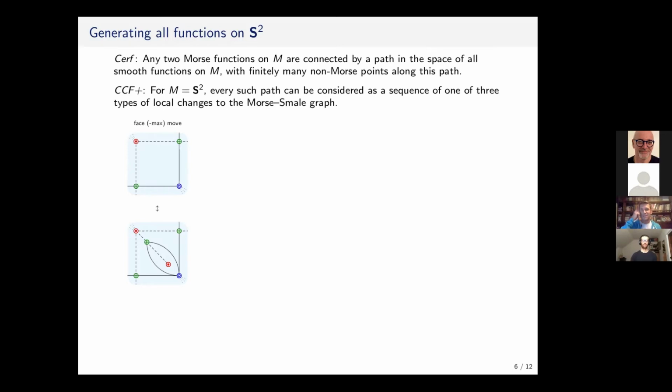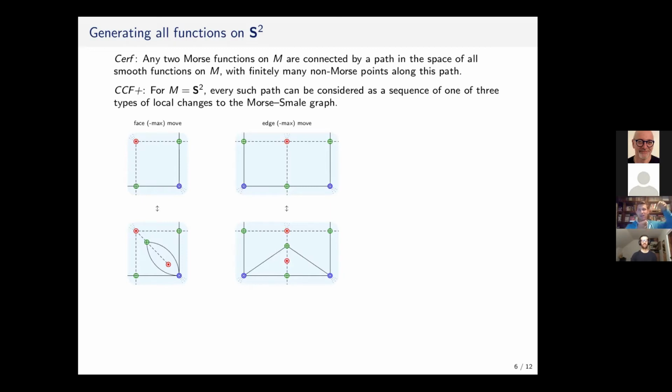And the face min move is the same, except you poke downwards instead of upwards. That's the face move. Another move is an edge move, where instead of adding a pair of critical points on the face of a Morse Smale graph, you add it directly on an edge. In this case, instead of a piece of fabric stretched at 2 points, you stretch it at 3 points, one at the top and two at the bottom. Then you poke your finger up right in the middle, and now everything flows to two sides instead of around. It flows down two sides, and that's another way to change a Morse Smale function.